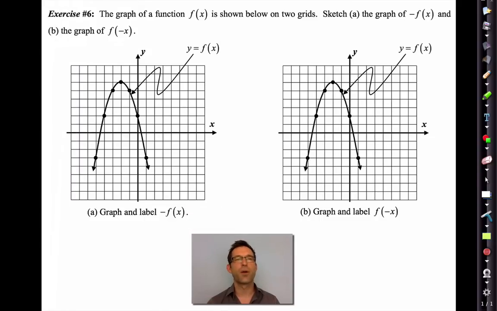Let's take a look at the last problem. The graph of f of x is shown below on 2 grids. Sketch the graph of negative f of x and the graph of f of negative x. All right. One might almost say that this is kind of a type of exit ticket. There's nothing new being introduced here. I just want to see how you can handle this symbolically. All right. So pause the video now and finish the problem.